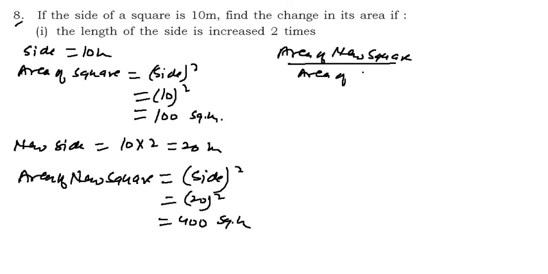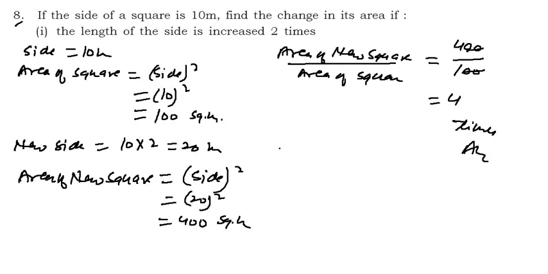Area of the old square, you can write square. So the new square is 400 and the first square is 100. So you can cut here. So that is 4 times. You can write here, so 4 times. So that will be your answer.